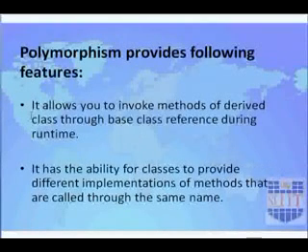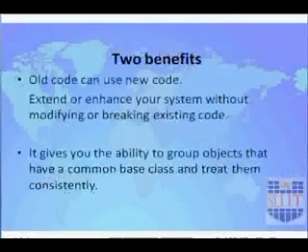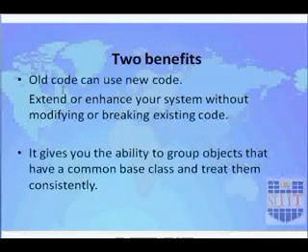Polymorphism allows you to invoke methods of a derived class through a base class reference during runtime. It has the ability for a class to provide different implementations of methods that are called through the same name. Polymorphism provides at least two benefits. The first benefit is that old code can use new code.